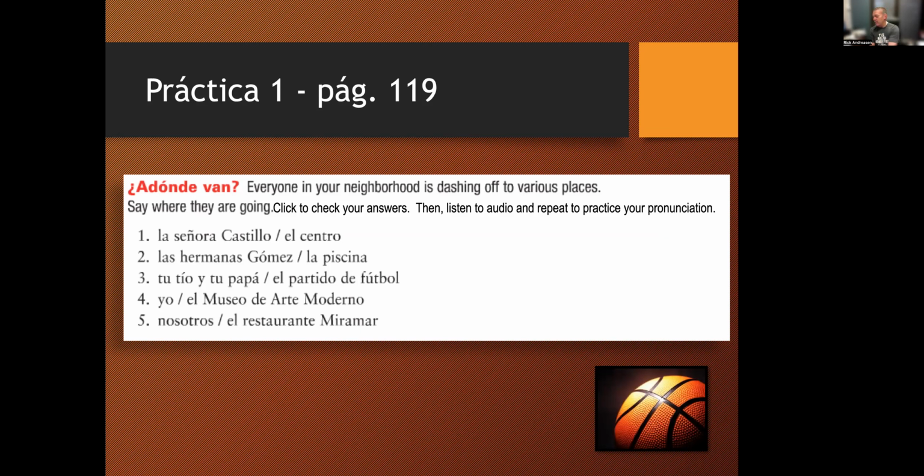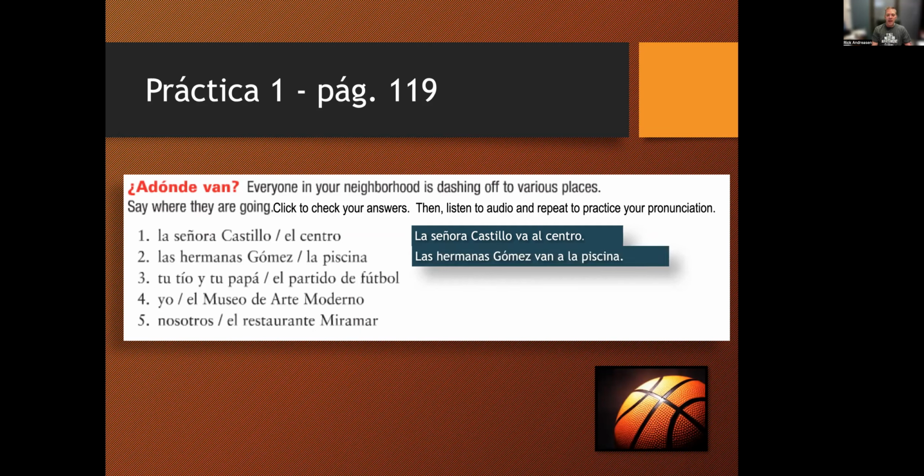Okay, so sorry, I've got this thing in my throat this morning. So aquí vamos en número 1, la señora Castillo y el centro. To make that into a sentence, we combine it. La señora Castillo va al centro. Al, because it's a plus el, ¿verdad? Número 2, las hermanas Gómez, la piscina. Las hermanas Gómez van a la piscina. Número 3, tu tío y tu papá, el partido de fútbol. Tu tío y tu papá van al partido de fútbol.